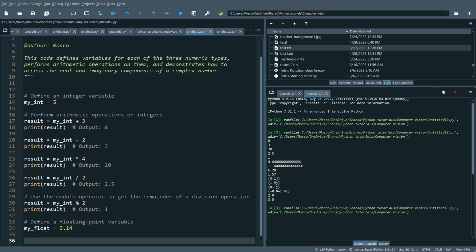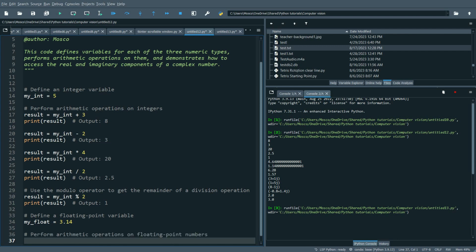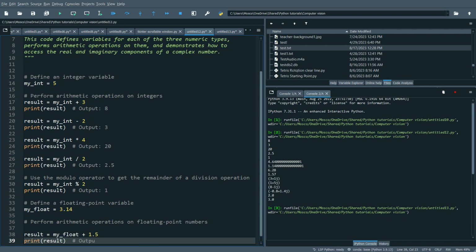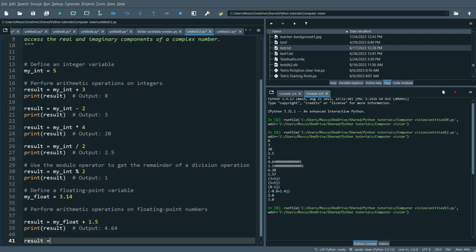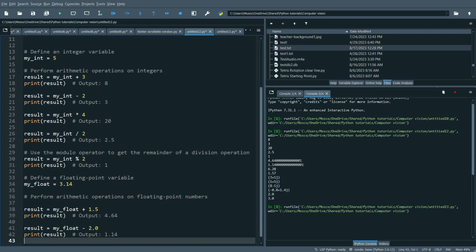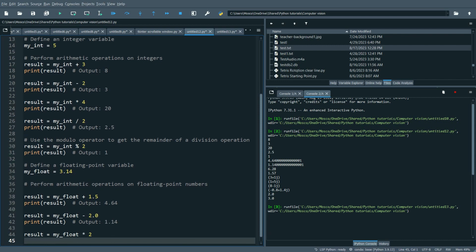Next, we have floating point numbers. These are numbers with a decimal point, such as 3.14, 2.5, and -0.1. You can perform the same arithmetic operations on floating point numbers as you can on integers. However, you should be aware of potential precision errors due to the way floating point numbers are represented in computer memory.